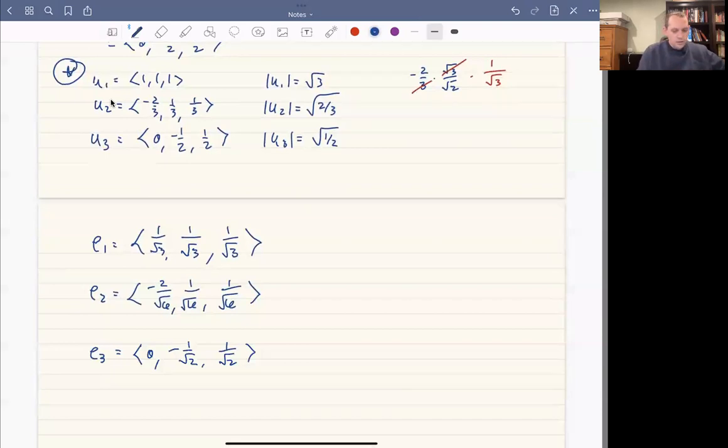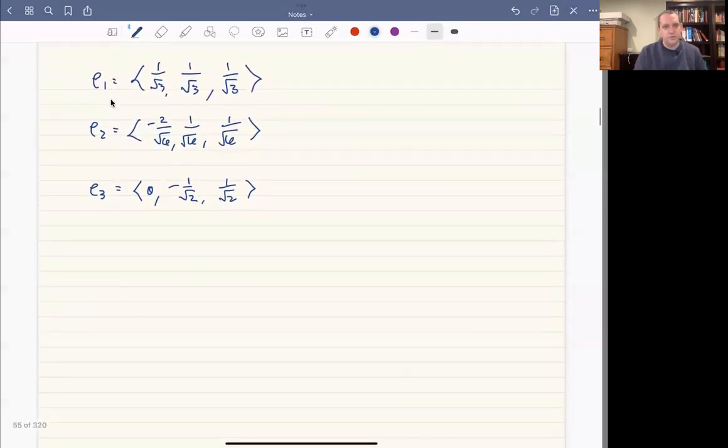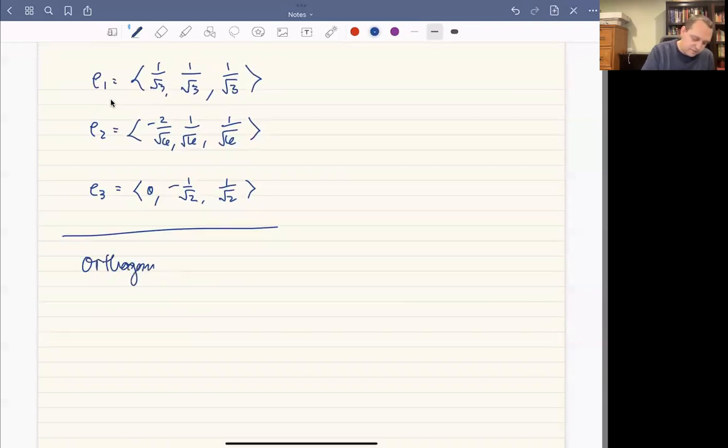Okay, the last thing I want to say here is I want to talk about what's called the orthogonal complement. So let's actually do that in the next video, because I feel like this is getting just a little bit long. So in the next video, we'll talk about the orthogonal complement of a subspace.